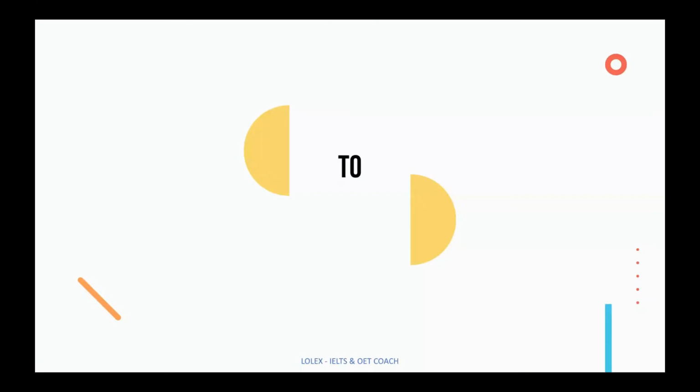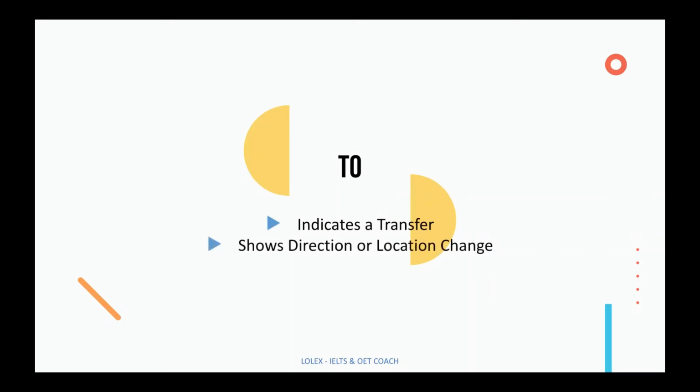How to use to. You can use to in a variety of ways, and understanding these will help you know if it's the correct word for your situation. To can indicate a transfer. It can show direction or location change. It can indicate limits, and it can make a verb an infinitive.